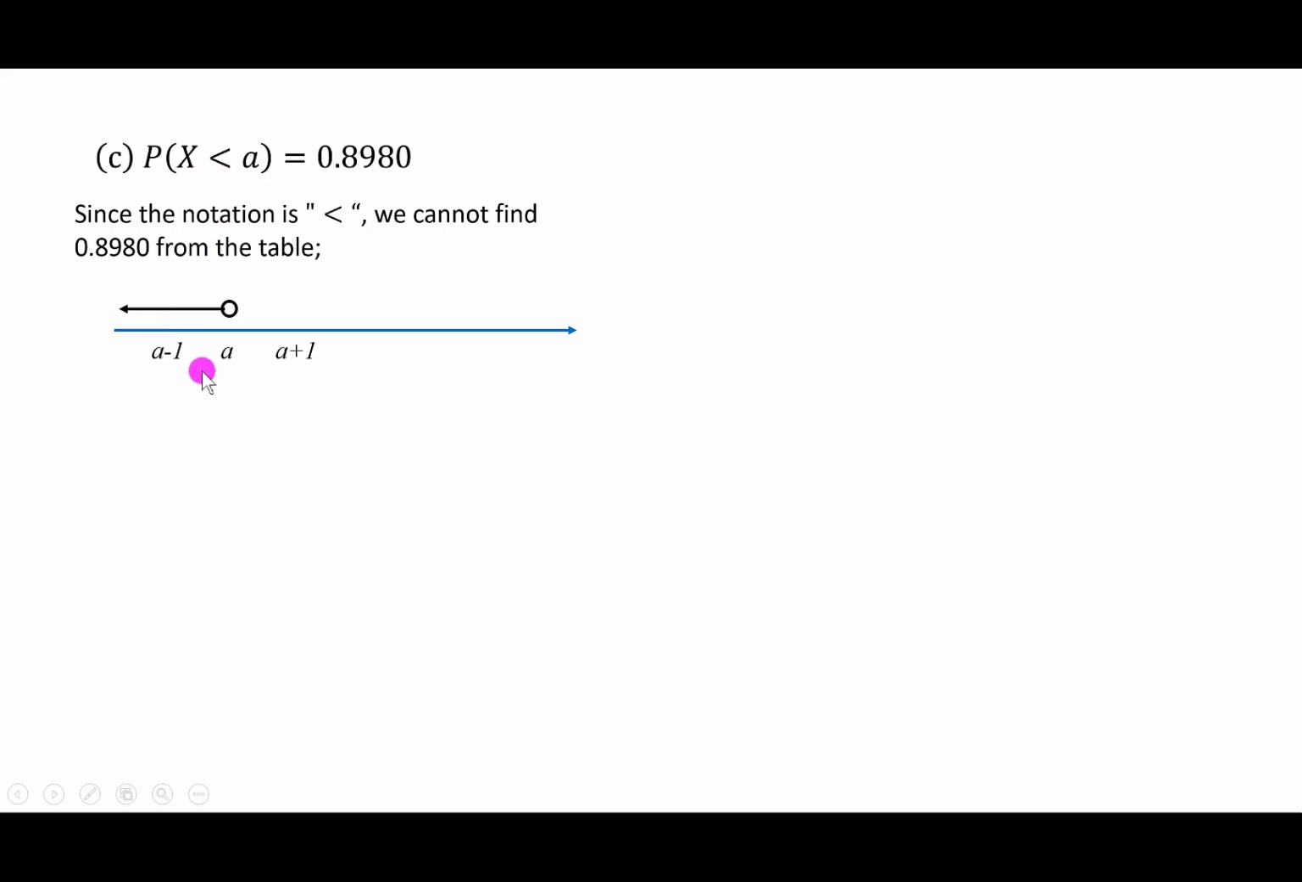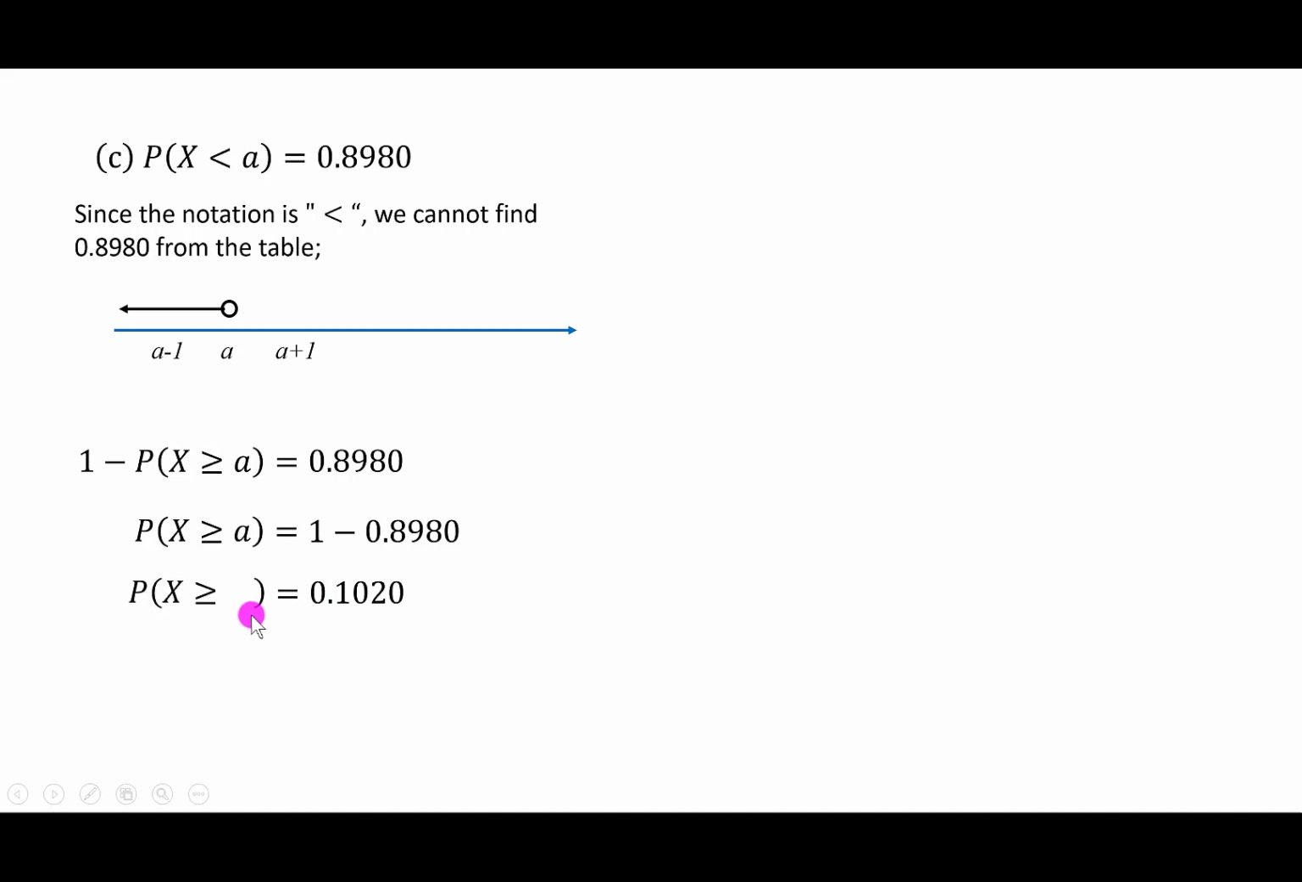We know that the probability for all values of X is 1. We have to subtract the excluded part, in this case a until n. So it becomes 1 minus the probability X greater than or equal to a. So we have to subtract starting from a and greater. Then we make this probability the subject. So we look for this probability in the binomial table, and we get the value of a is 7.